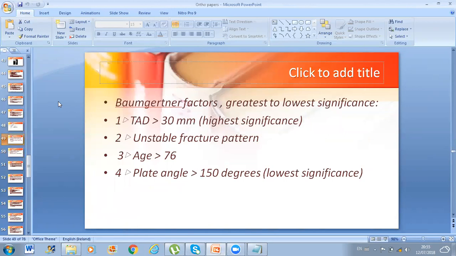So this guy also quoted some factors. He quoted the chances of failure of the reduction or implant, and he said that if the tip apex index is more than 30 mm, it will fail. If there is an unstable fracture, it will fail. If the age is more than 76, it will fail. Or if the plate angle is more than 150, it can fail.